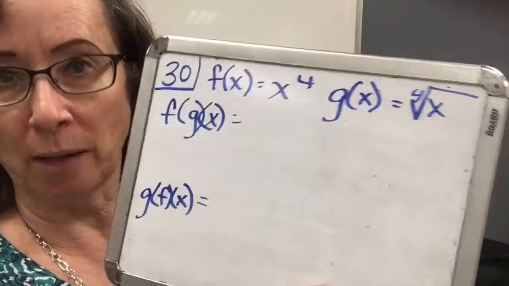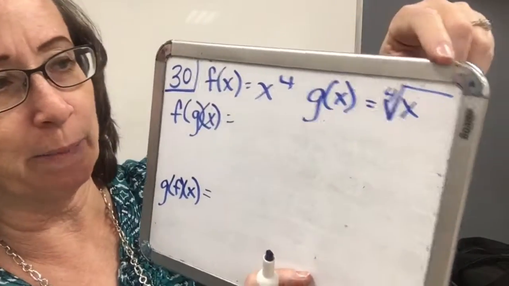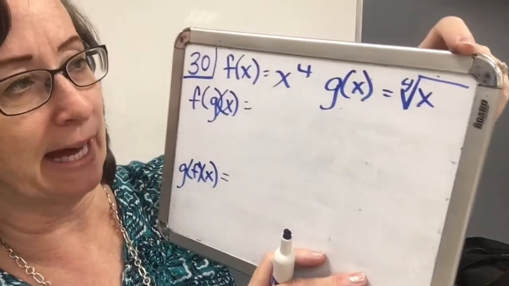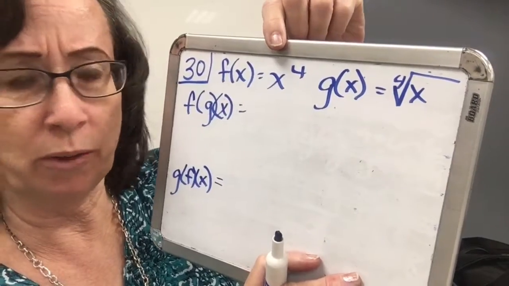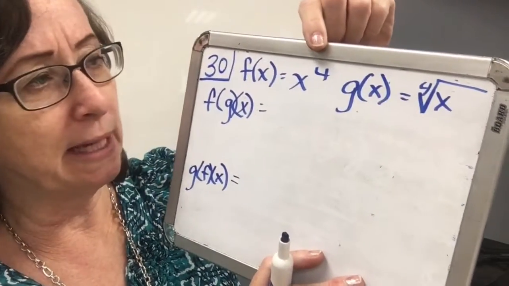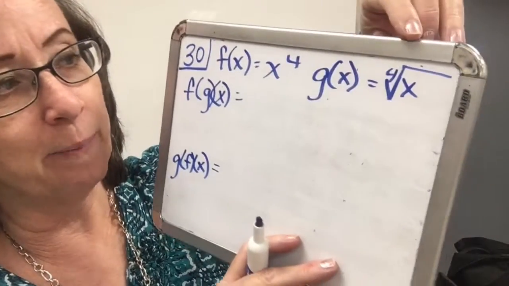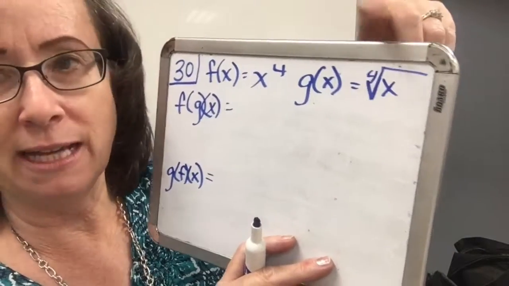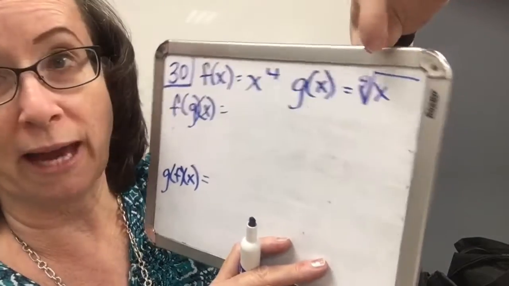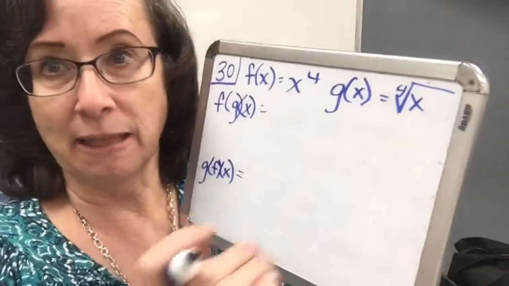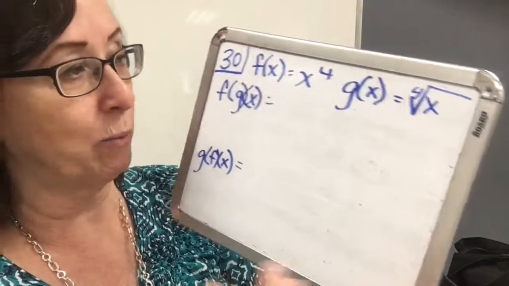All right, so here we have problem number 30. And this is interesting because I have f of x is x to the fourth, but I have g of x is the fourth root of x. So when I'm talking about domain, the f of x function has no domain problems because it is a W shape facing upward. It is all real numbers. The g of x, however, cannot take negative x's into its little radical there. So it has a limited domain. And let's look at the composed functions because it really depends on which way we compose them.